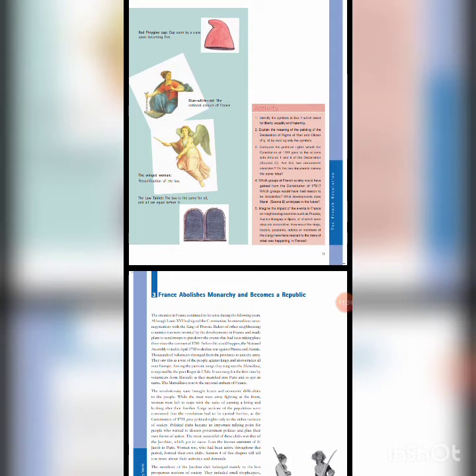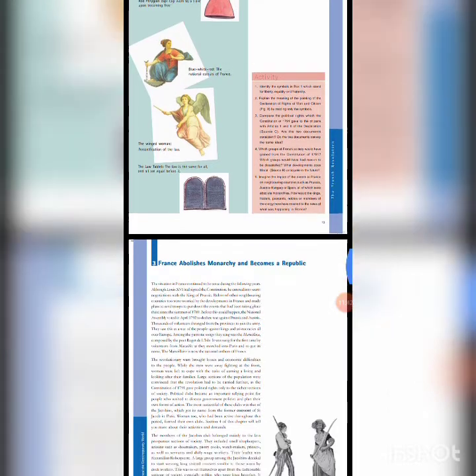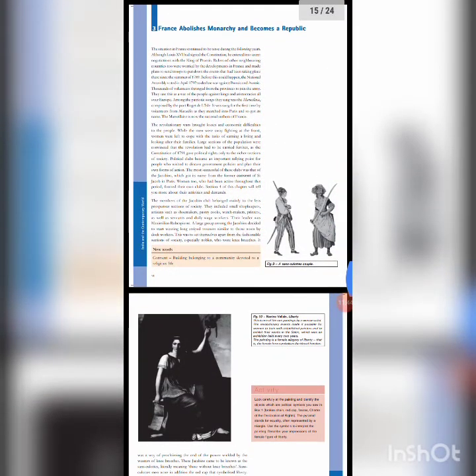France abolished monarchy and became a republic. In April 1792, the National Assembly voted for a war against Prussia and Austria. Marseillaise became the national anthem of France.